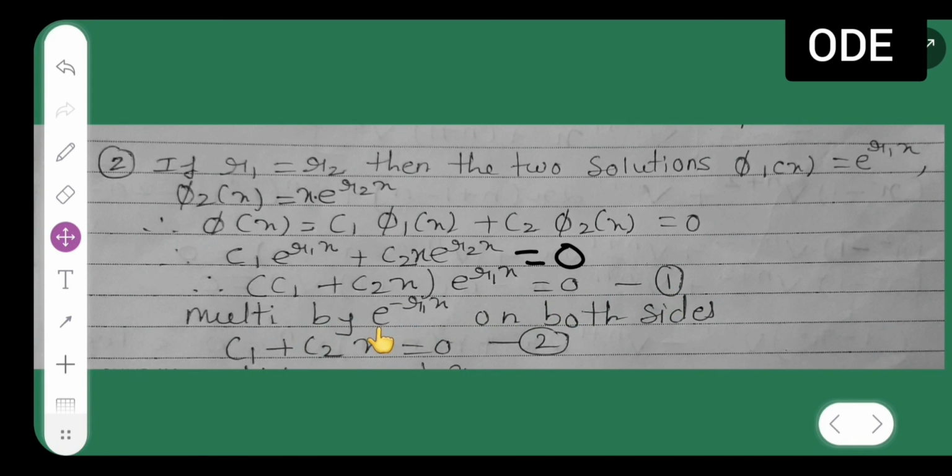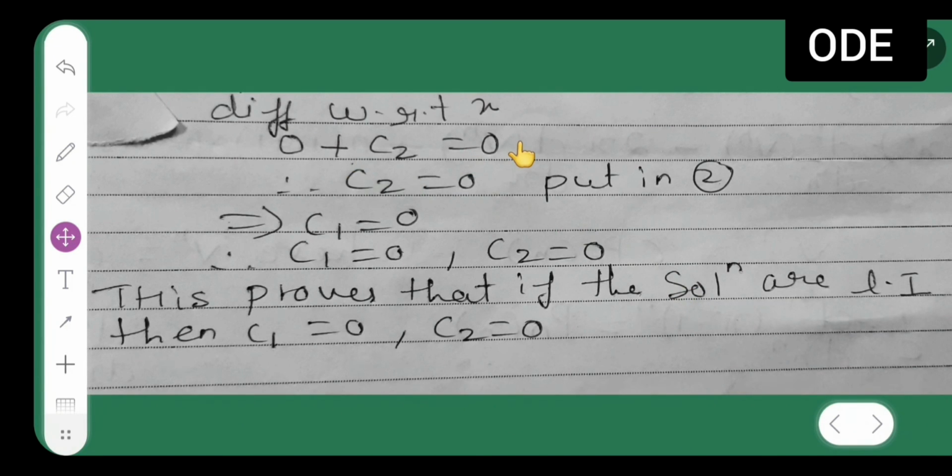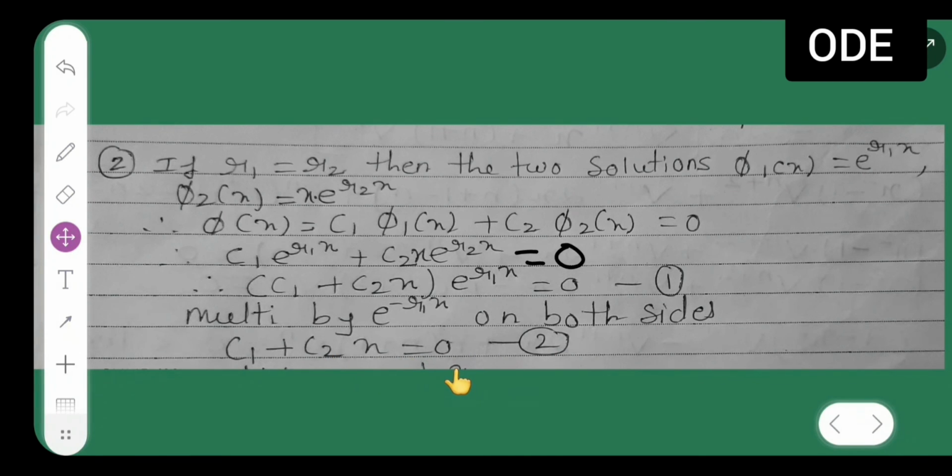Now multiply on both sides of equation 1 by e raised to power of minus r1 x. So if I multiply this on both sides, finally I will get c1 plus c2 x is equal to 0, and take this as equation 2. Next, differentiate this with respect to x.